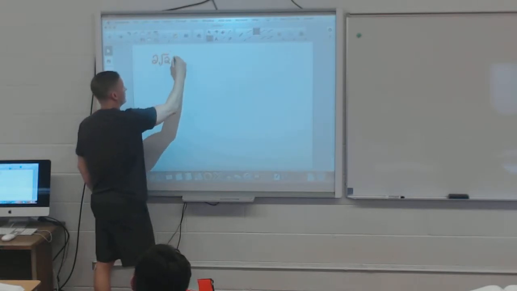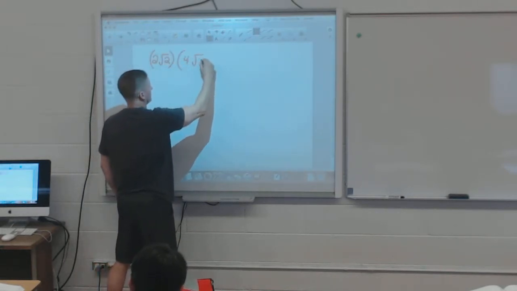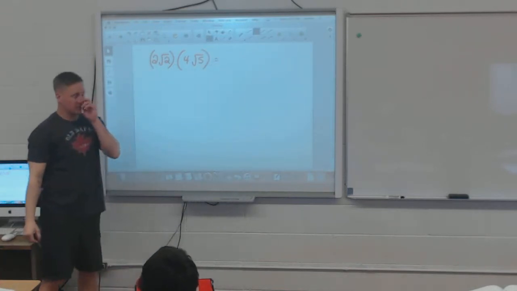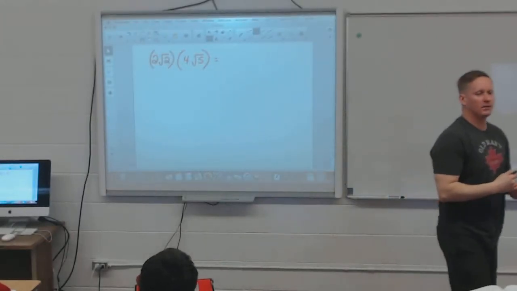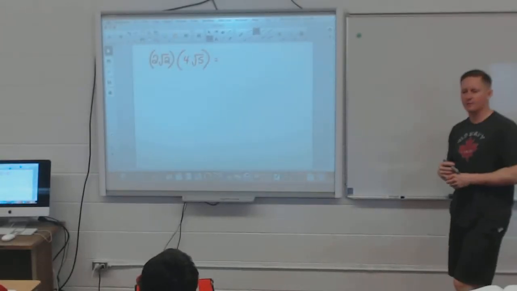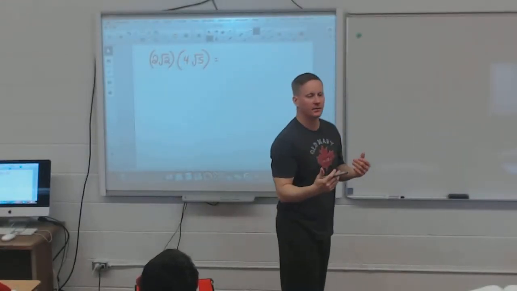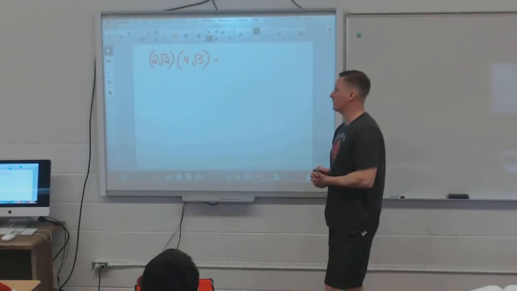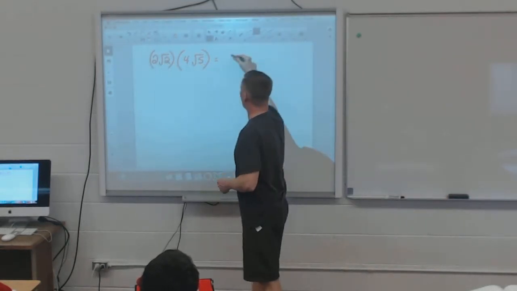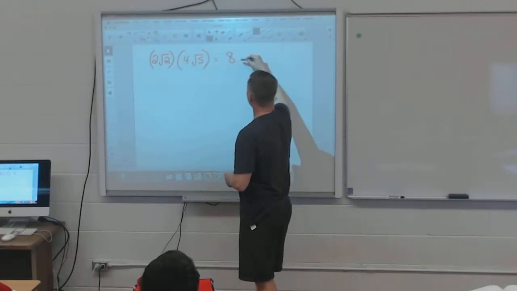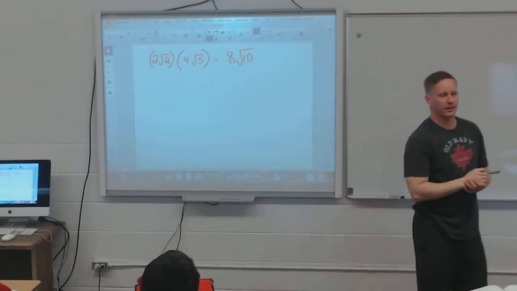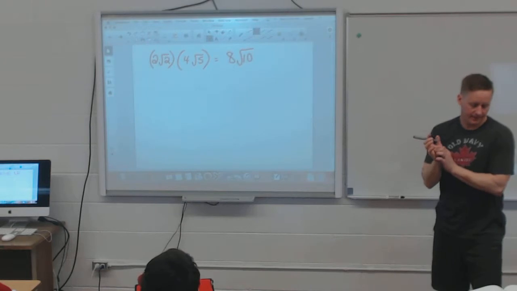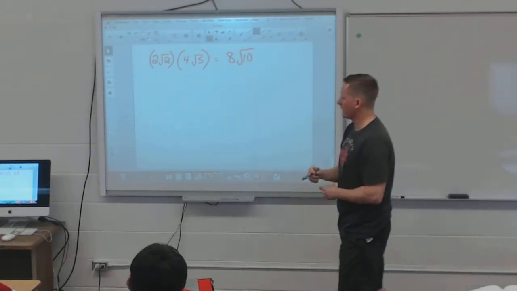So if I have 2 root 2 times 4 root 5, okay? You can only multiply whole numbers by whole numbers, and you can only multiply radicals by radicals. And then you simplify your radical after the fact, or you can simplify it as you go. It's up to you. So this one would be 2 times 4 is 8. Root 2 times root 5 is square root 10. And that would be a final solution for that. Okay? So on page 200, we'll look at the working example there.